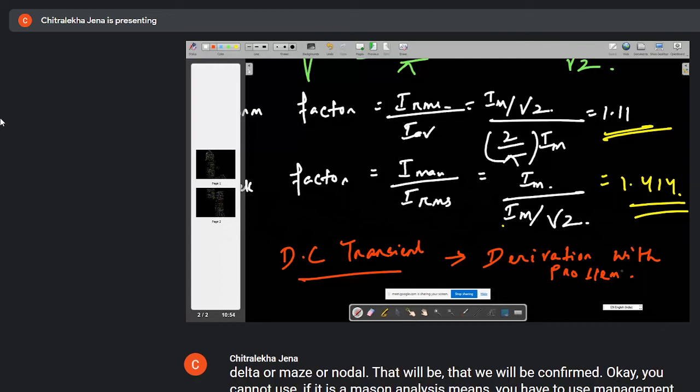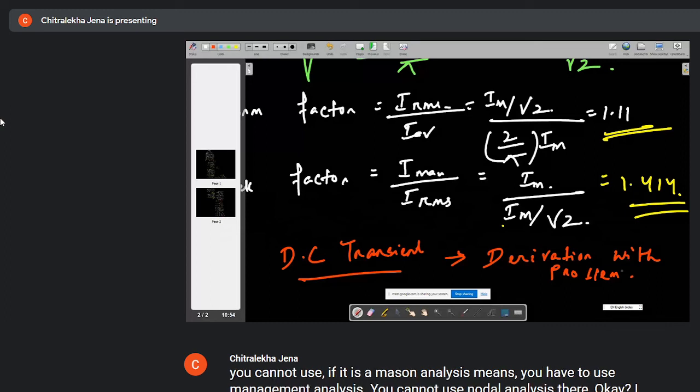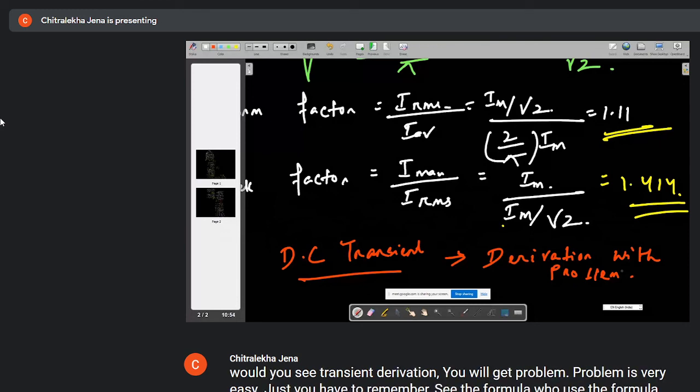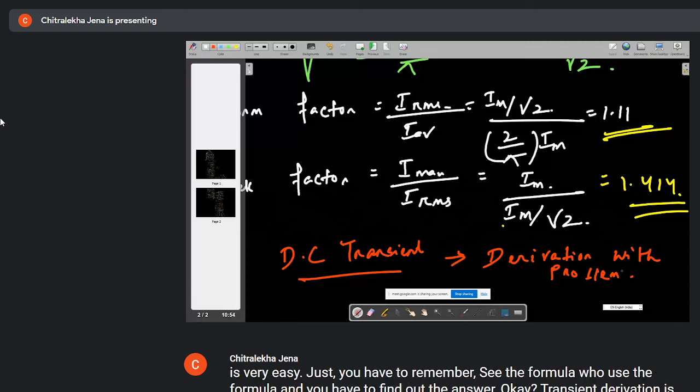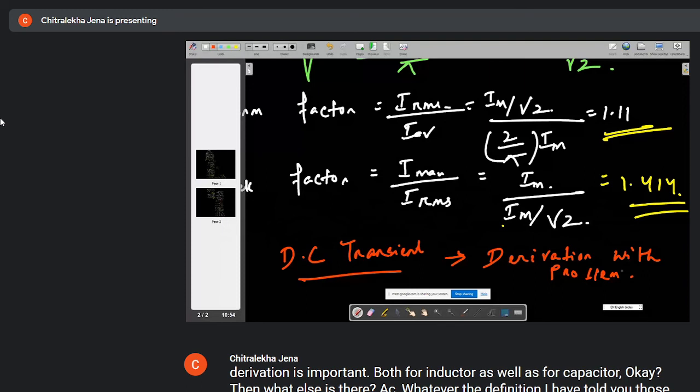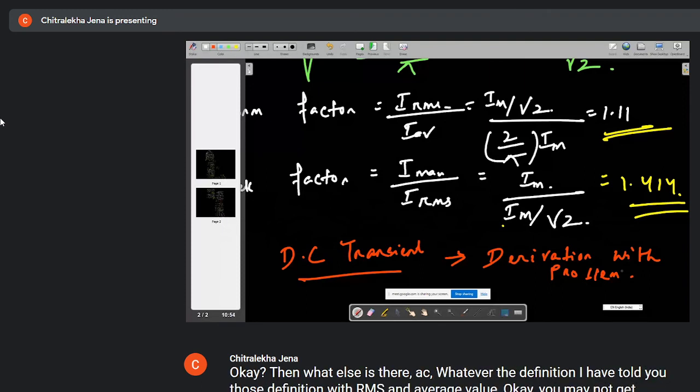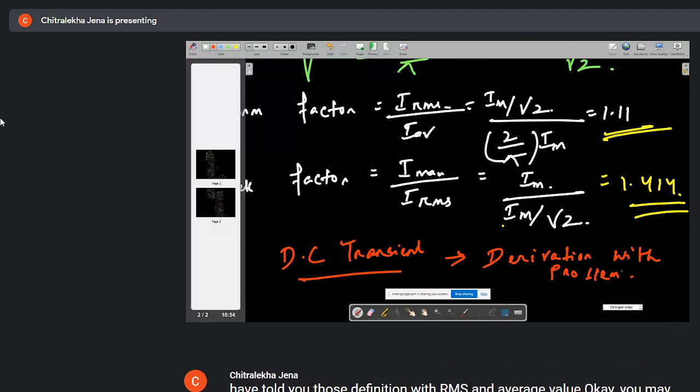The problem is very easy. Just remember the formula, use the formula, and find out the answer. Transient derivation is important both for inductor as well as for capacitor. Then what else is there? AC, whatever definitions I have told you, those definitions with RMS and average value. You may not get problems, but up to RMS value you are getting.